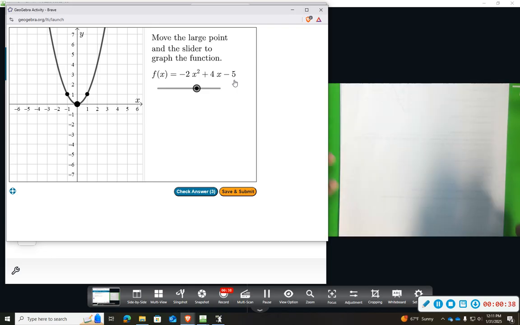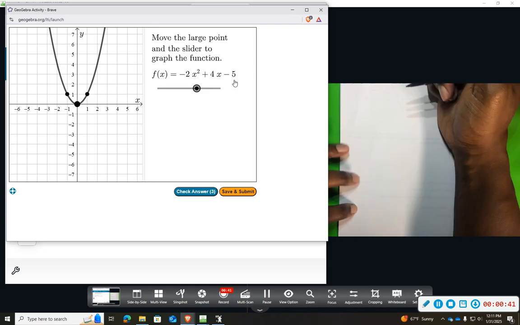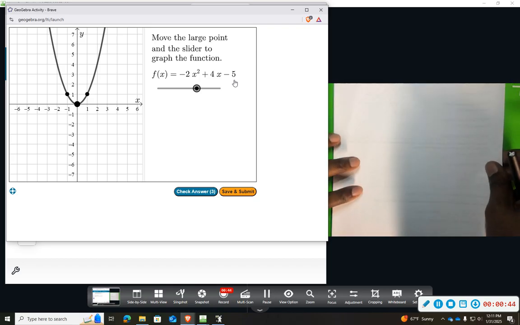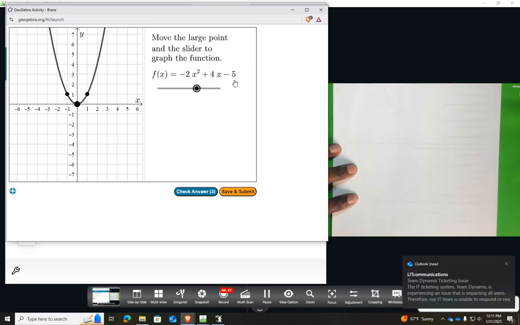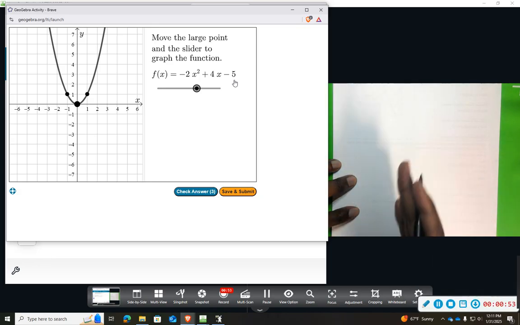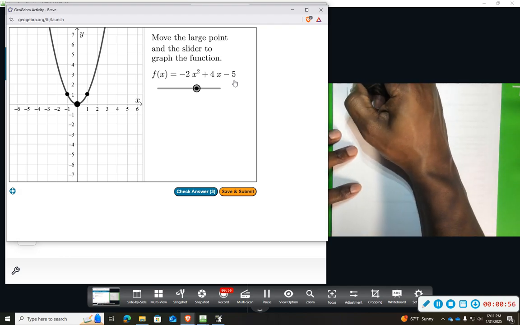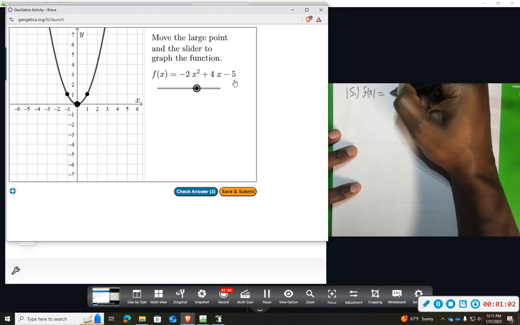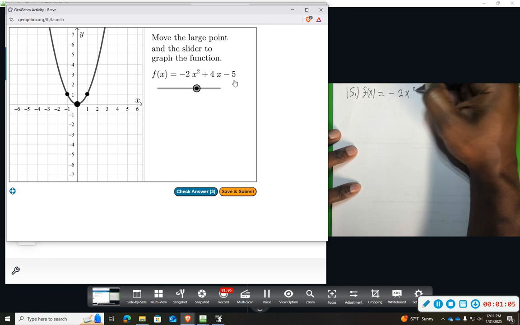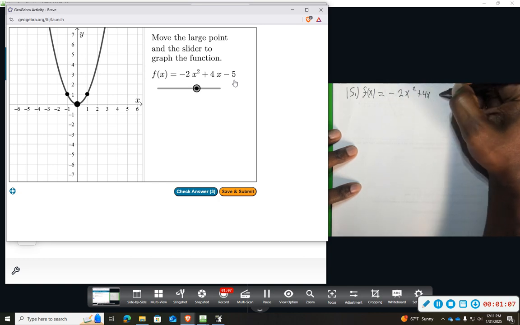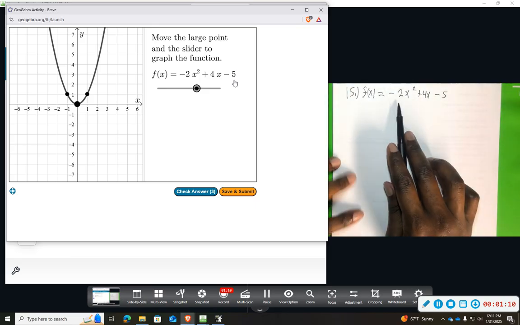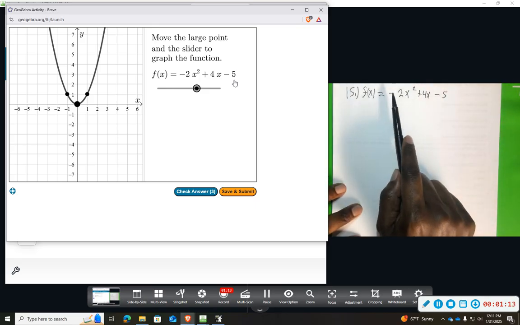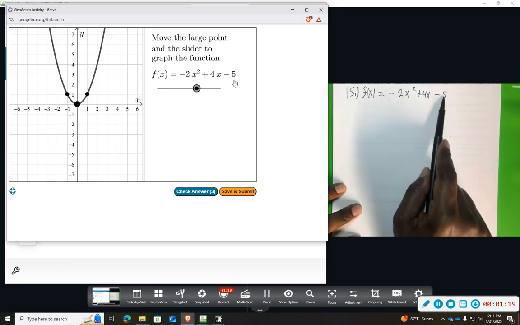So what I'm going to do to graph this is first factor it, find my zeros, and I can also find my vertex point. All right, so this starts out with a negative. Whenever you're going to factor, you have to factor out the negative first, and once you factor out the negative, it'll factor correctly.